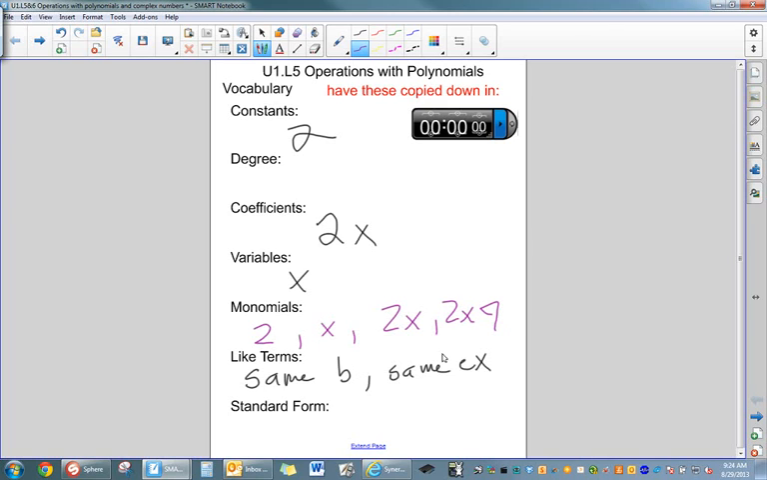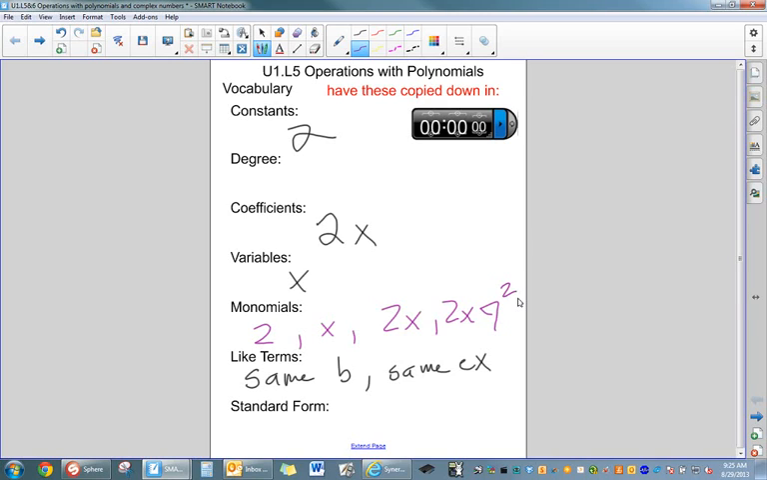What do you notice about each of those? What are they lacking? They're lacking addition and subtraction, because when you have addition and subtraction, that's when you get more terms. So 2 plus x, how many terms are there? 2. 2 plus x plus y, how many terms? 3. Terms are separated by pluses and minuses. So terms are interchangeable with monomial. How many monomials are there in 2 plus x? 2. How many terms? 2.